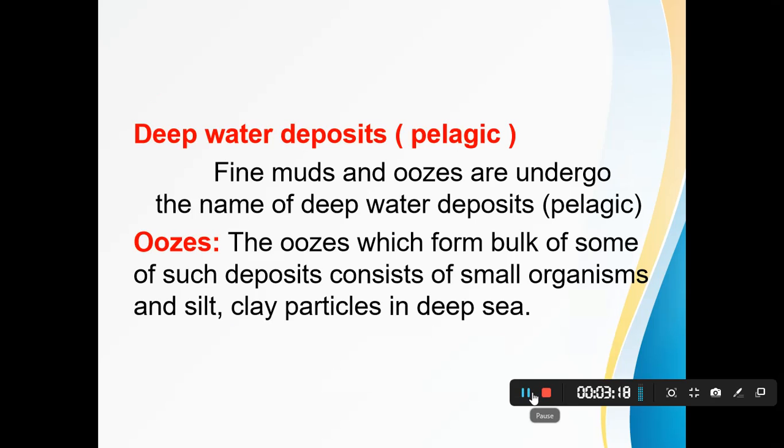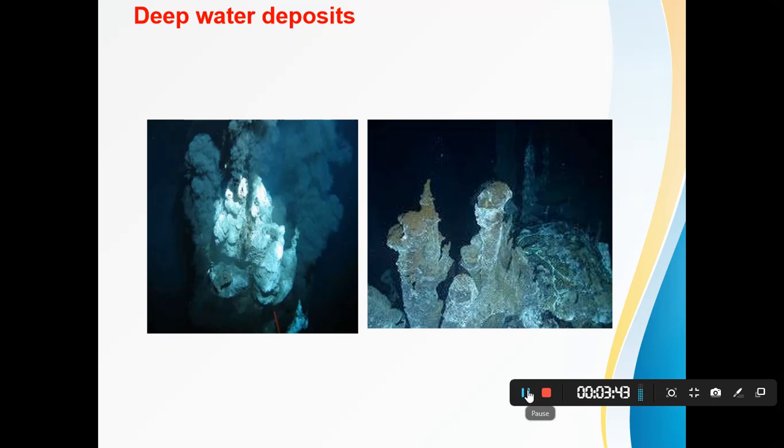Next one, deep water deposits. Pelagic. Fine muds and oozes go under the name of deep water deposits. What are oozes? The oozes, which form the bulk of some of such deposits, consist of small organisms and silt clay particles in deep sea. These are the oozes.